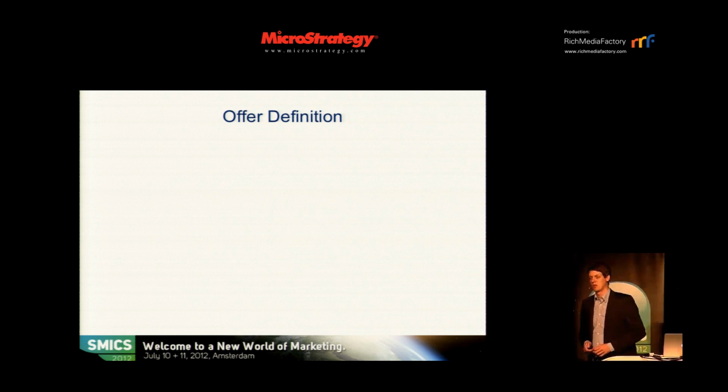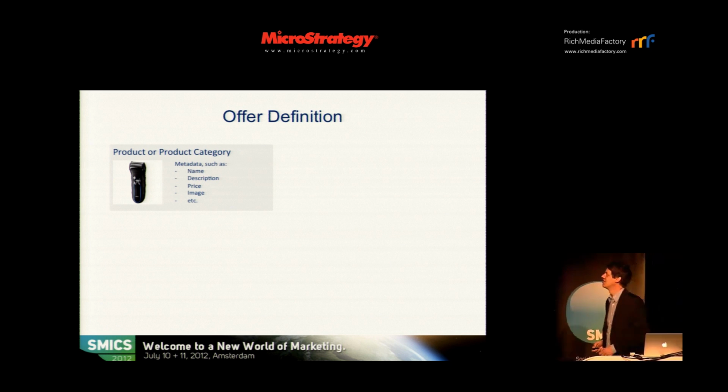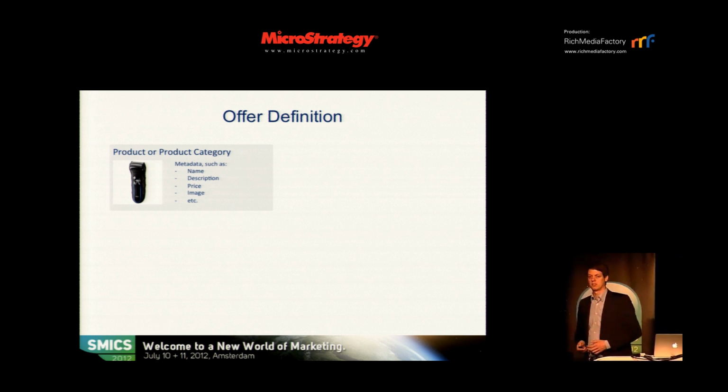The next important thing from segmentation: who gets what? That's the question. What is the offer? First we have the product or product category with its belonging metadata. It can be the name of the product, price, images, description. And this can also be coming from a shop system or whatever, but this is the data you will basically need to provide the customer with an offer.